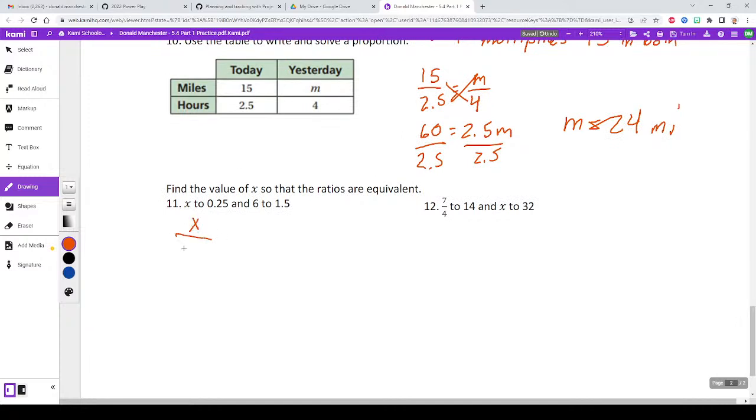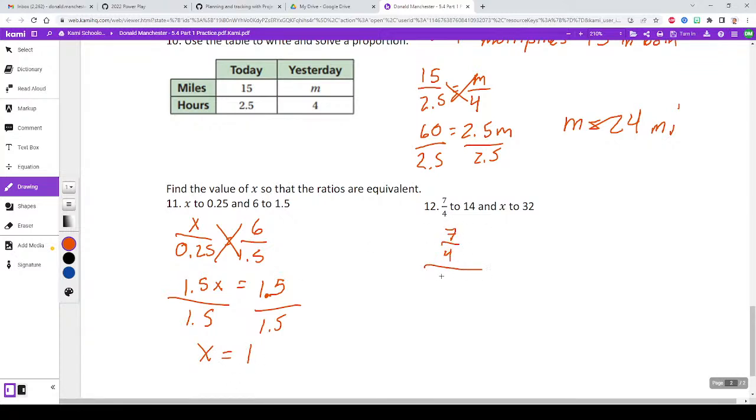We've got x is to 0.25 as 6 is to 1.5, cross multiply. That's 1.5x equals, we're doing 6 times 0.25, that's 1.5. Oh, well, we divide both sides by 1.5, and x equals 1.